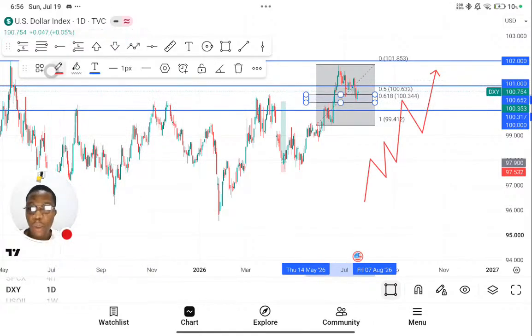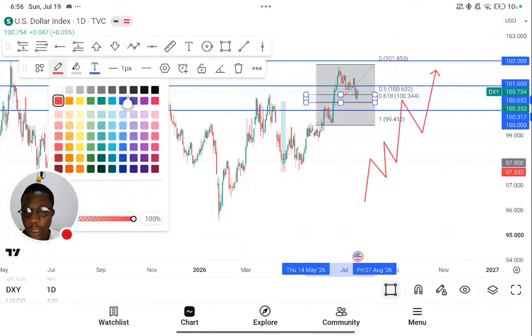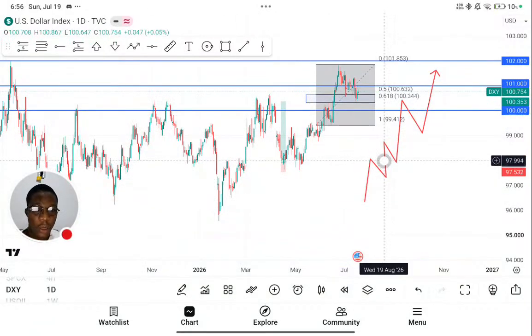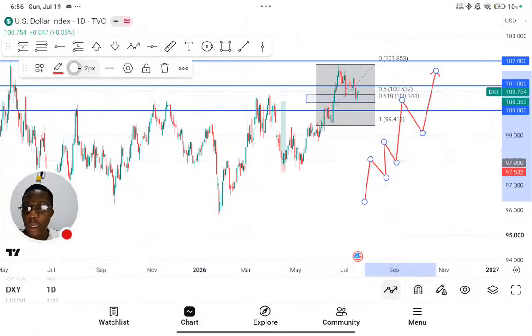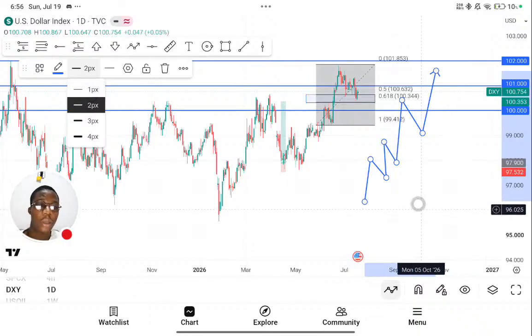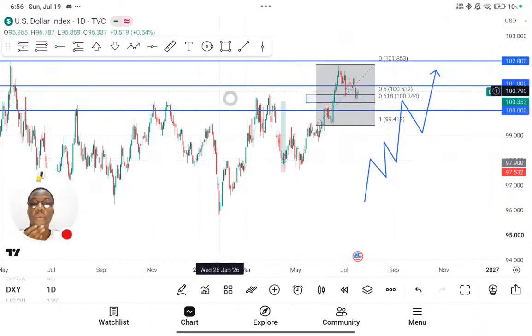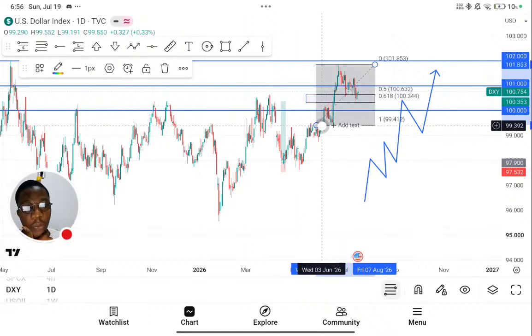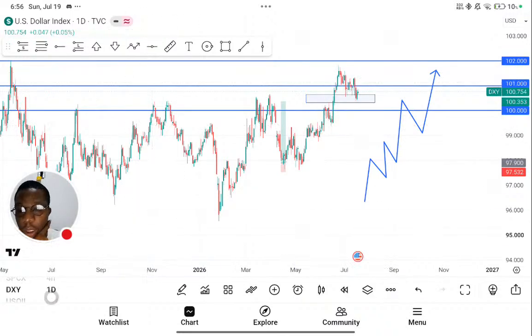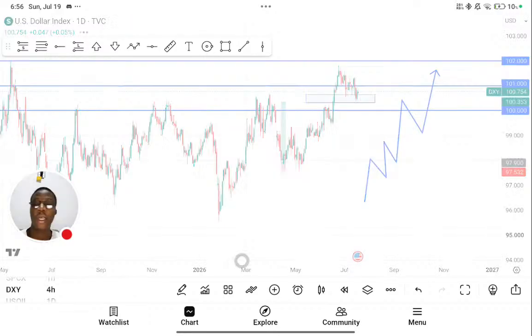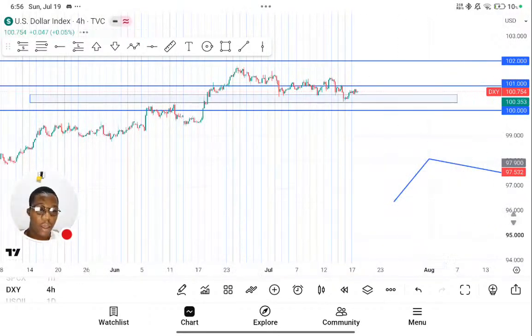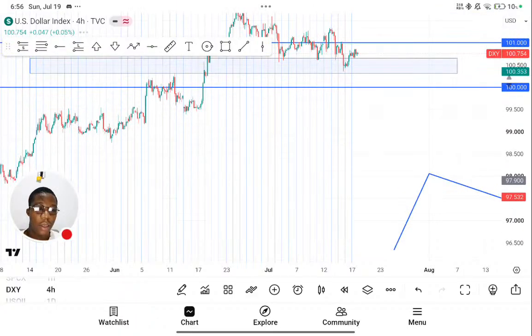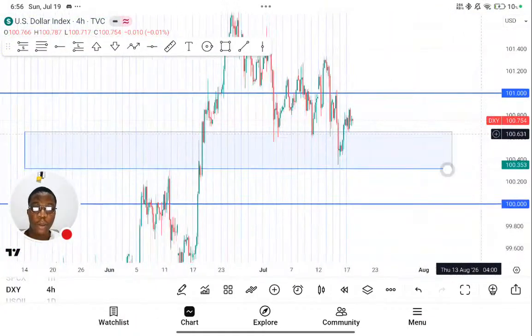So anywhere you see blue is support, anywhere you see red, equate it as resistance, just so it's easy for you to remember and identify. So this is an uptrend market, so we're looking for buy opportunities from here. This is the daily. So USD is bullish, which means every pair that's paired with the USD is going to be facing some sort of pressure.